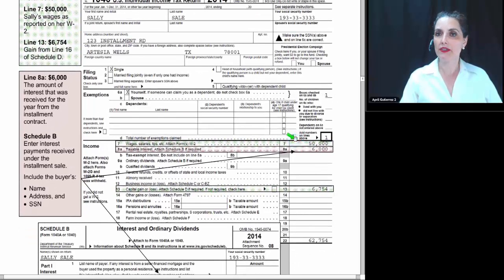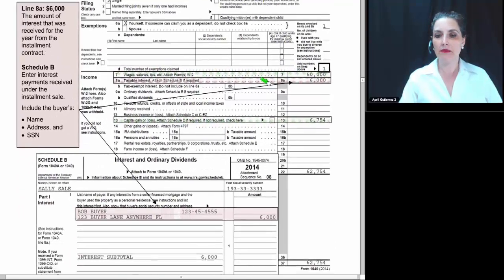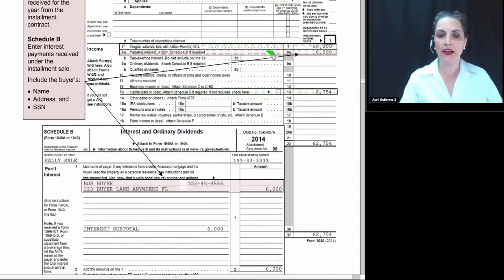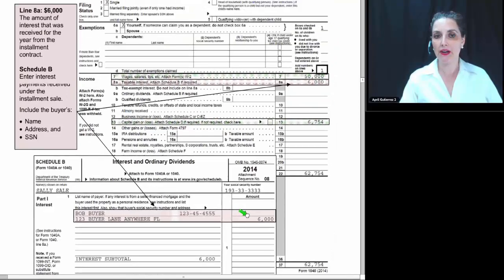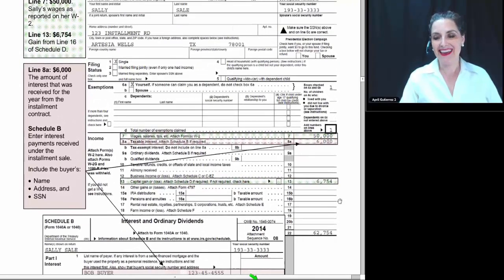On page 1, we've entered her W-2 income of $50,000. We've also entered the interest income that she received, and because this is a seller-financed mortgage, we're going to have to complete Schedule B and enter the name of the buyer and the address and Social Security number of the buyer as well. So we've completed Schedule B and showing that Bob Buyer bought Sally Sales home, and we've carried that up then to line 8.